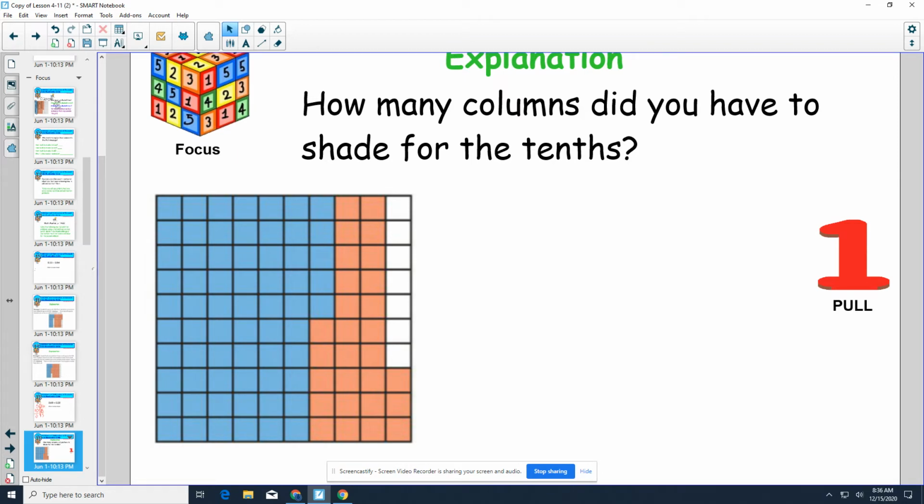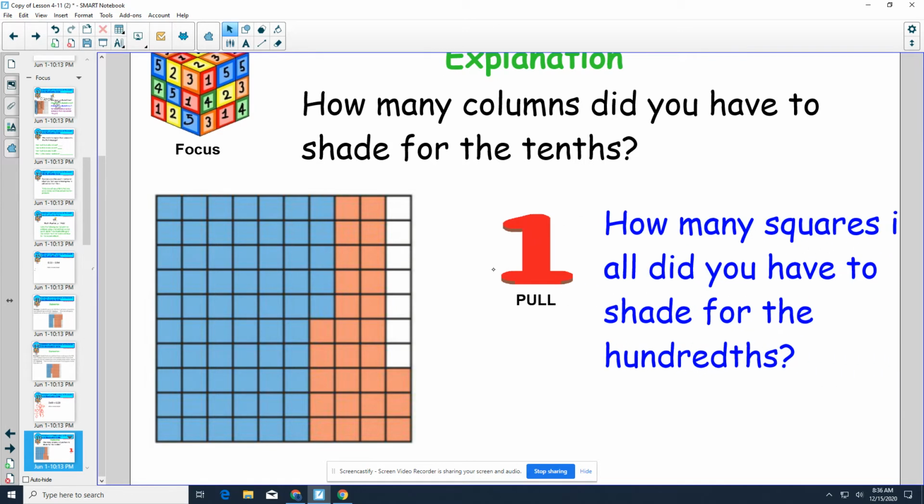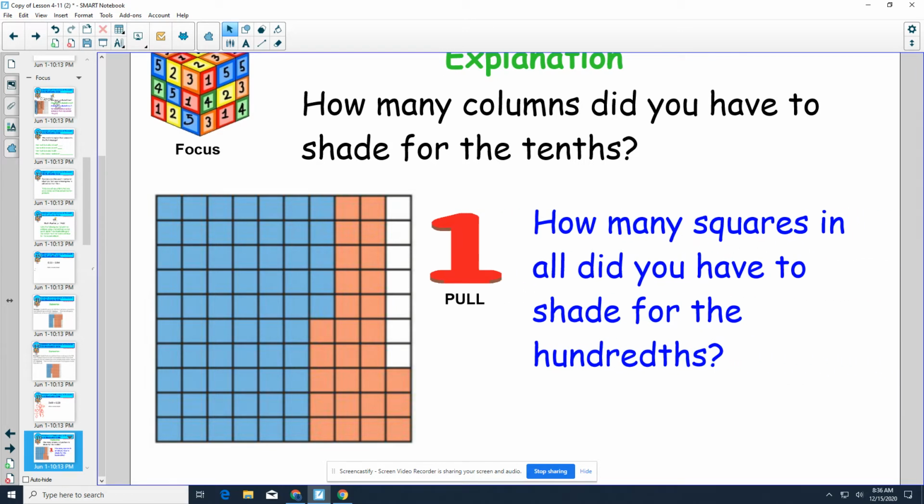But how many columns do you shade for the tenths? Let's see. How many squares did I have in all to shade for the hundredths? Okay, so you think about the tenths. I had 1, 2, 3, 4, 5, 6, and then this full row, 7, 8. I had 8 tenths or 80 hundredths that I shaded in. And then for the hundredths, those would be the individual squares here. I have 1, 2, 3, 4, 5, 6, 7, 8. So 8 hundredths there.